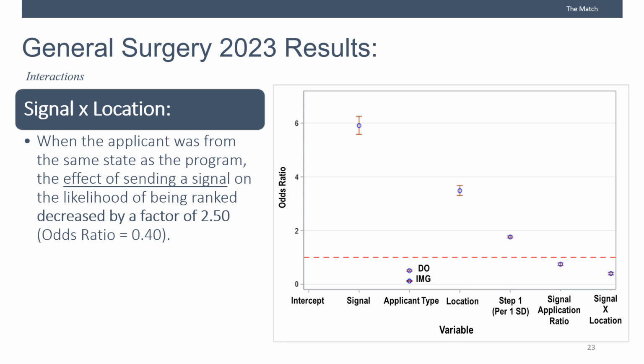In other words, the signal has a stronger effect on applicants from out of state compared to those from the same state. When both the signal and the state alignment are present, the signal's impact is slightly diminished compared to when the applicant is from a different state.